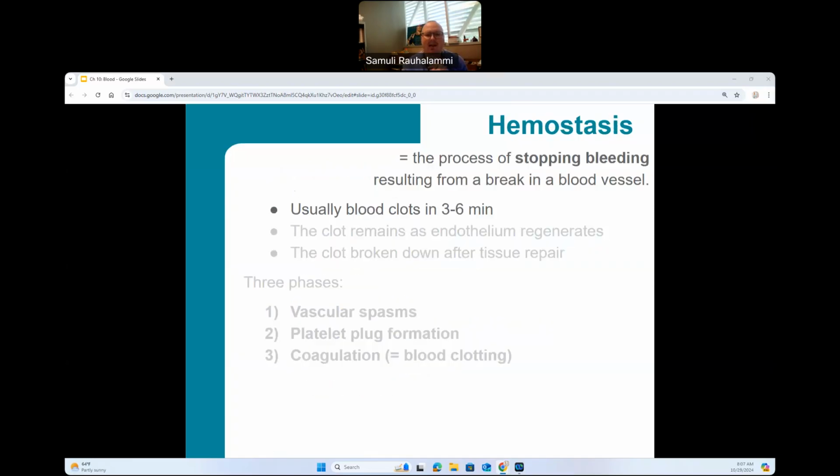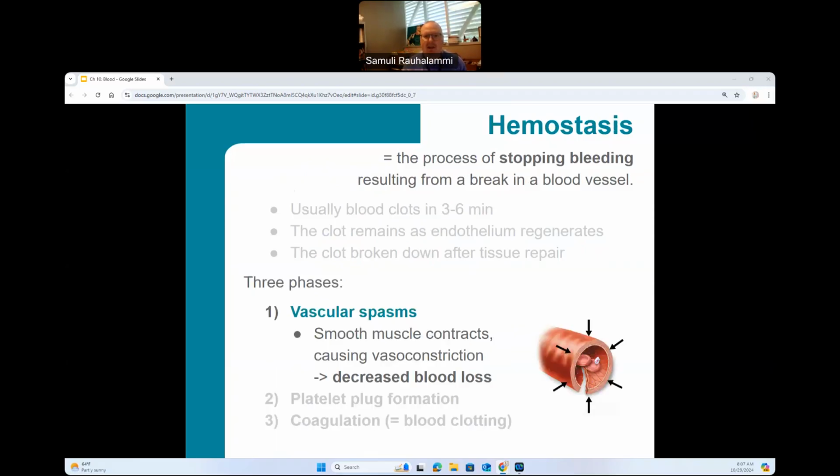So let's discuss the process known as hemostasis. What we're talking about here is really how bleeding stops when the bleeding results from a break in a blood vessel. And usually this process takes around 3 to 6 minutes, so a fairly quick process. This process of hemostasis involves three phases, and let's look at each of those one by one.